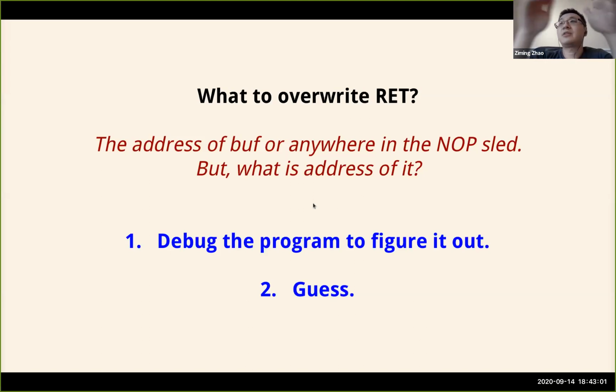For example, if there are other vulnerable programs that have some information leakage problems, that information leakage can disclose some information to you. Or for our class, we will just debug the program to figure it out. Or if you are not able to debug the program and not able to find any information leakage, there is always another way you can try, which is brute force.